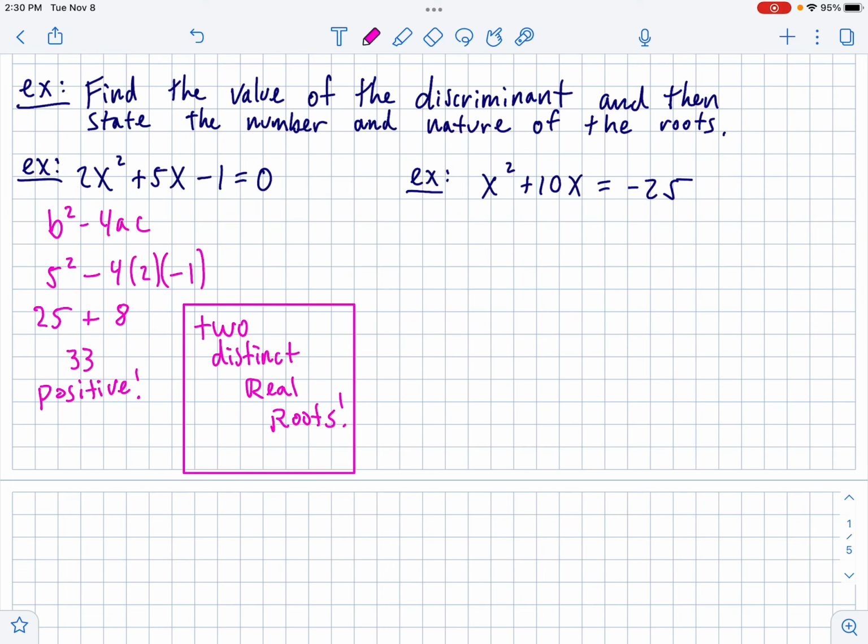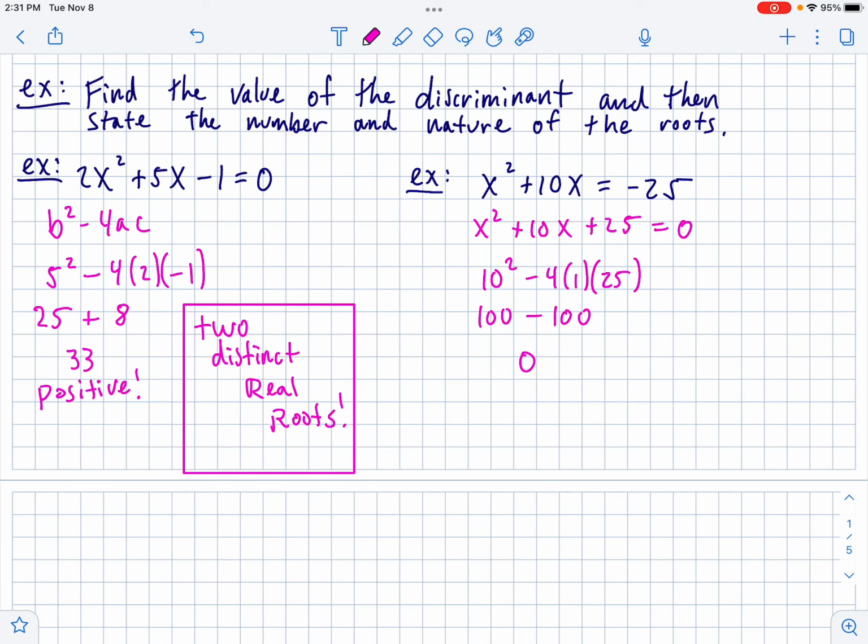So, because the discriminant was positive, that means there are 2 distinct real roots. Now, this second example, we have to do a little bit of rearranging. We have to get the 25 to the other side, so add 25 to both sides. Then, when we do our b squared minus 4ac, we'll get 10 squared minus 4 times 1 times 25, which is 100, take away another 100. Oh my gosh, it's perfectly 0, you guys.